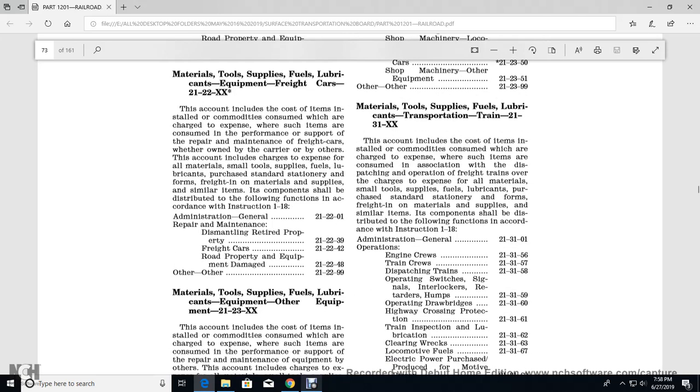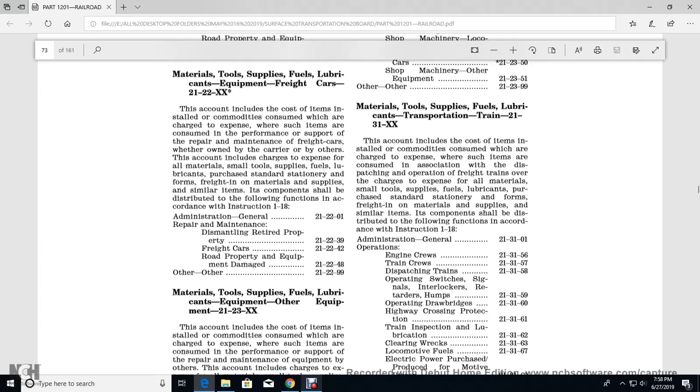Alright, material, tools, supply of fuel, lubricants, and the transportation trains, 2131XX. The account includes the cost of the installation of the commodity, charged to the expense, such as the items consumed associated with the dispatch and operating of the freight train, with the charge of the expense of all material, small tools, supply of fuel, lubricants, and purchase of standard stationary form of the freight with the material with the supply of similar items of the components to be distributed to the following functions according to instruction 118.